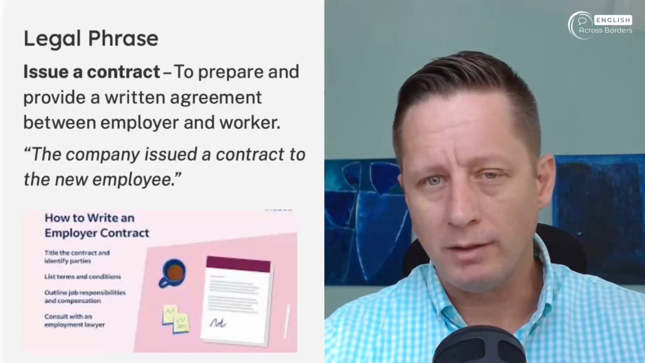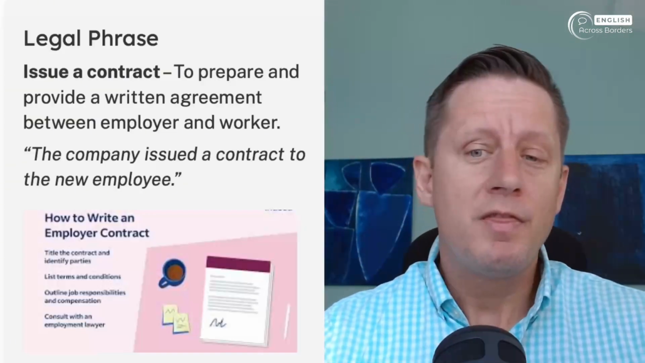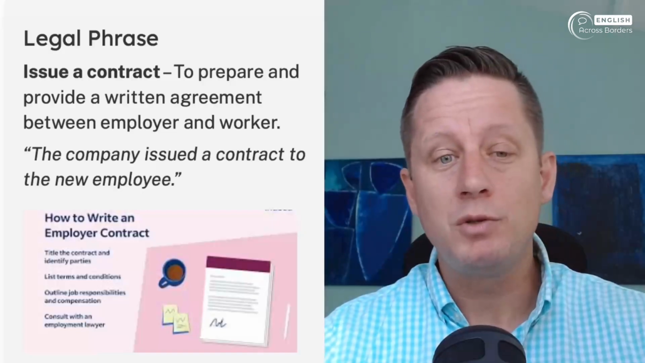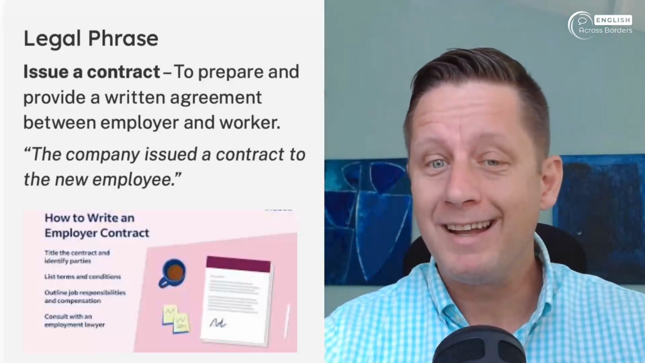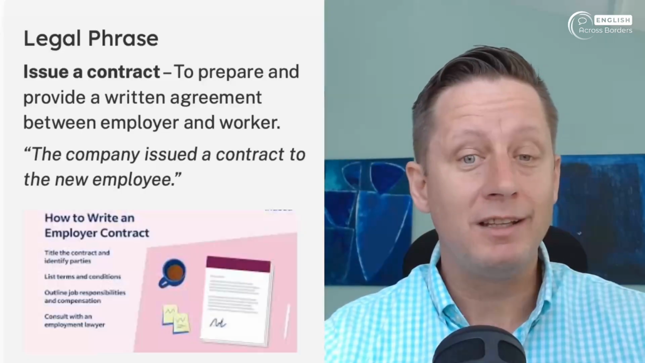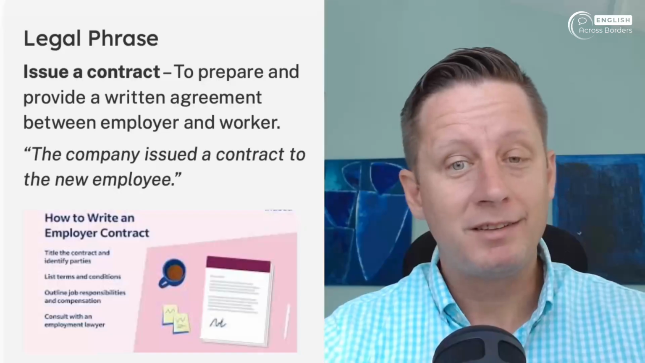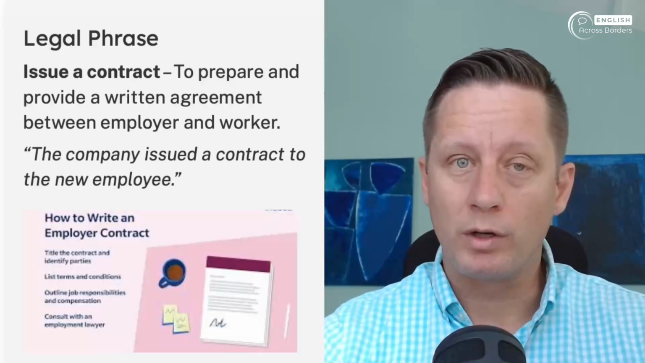Look at a story here. A startup hires a consultant for 6 months. The lawyer explains you must issue a contract for services, not a contract of employment. This makes clear she is an independent contractor. Issuing the correct contract is essential for defining the working relationship.